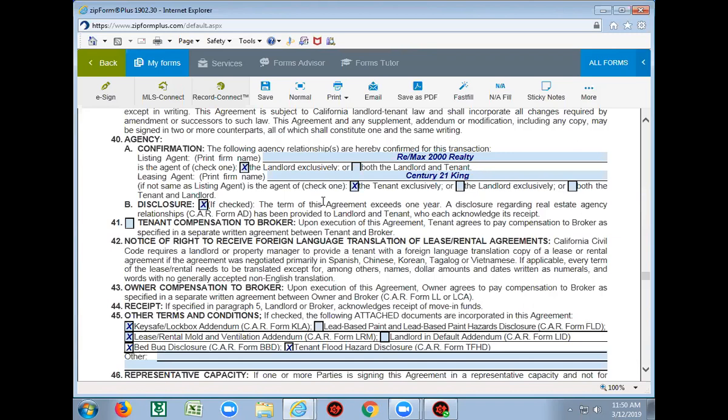41, tenant compensation to broker. Upon execution of this agreement, tenant agreed to pay compensation to broker as specified in a separate written agreement between tenant and broker. So can tenant pay the broker? Yes. It's not every time landlord pays the broker.